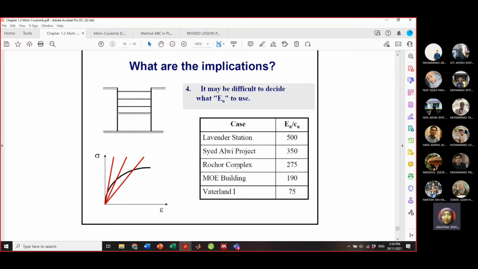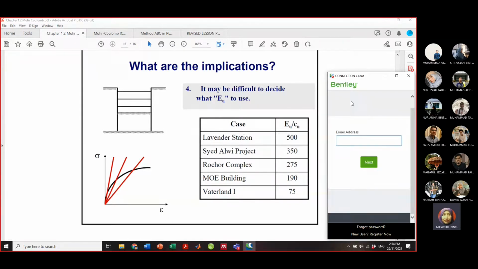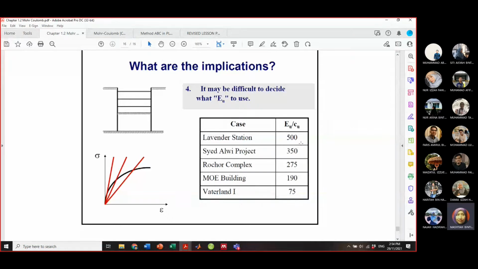Okay, yang this is example, if you opt to have a excavation case project, kemudian you nak dapatkan nilai undrained Young modulus. Undrained Young modulus ni, kalau kita tak guna equations kita kena guna typical established data. For example here, if you have some sort of a case from Lavender stations, so you can have the EU over CU equal to 500. So nak tahu undrained Young modulus tu berapa, so you kena tahulah dulu undrained coefficient. Kemudian you substitute, barulah you boleh dapat nilai EU.